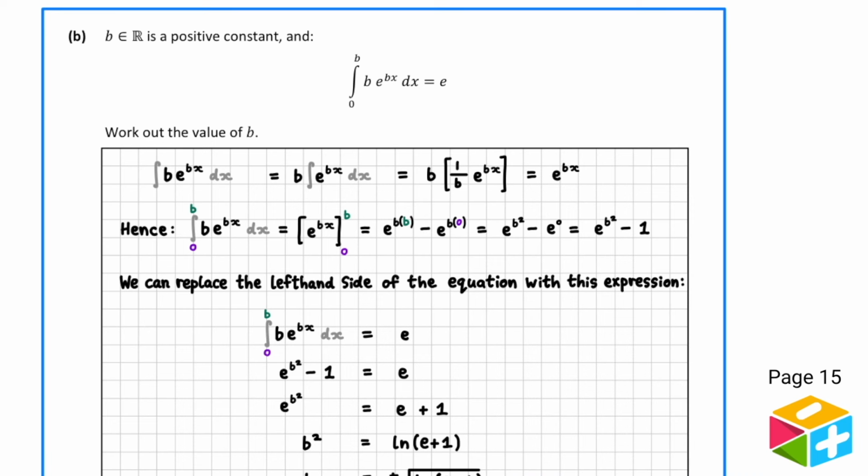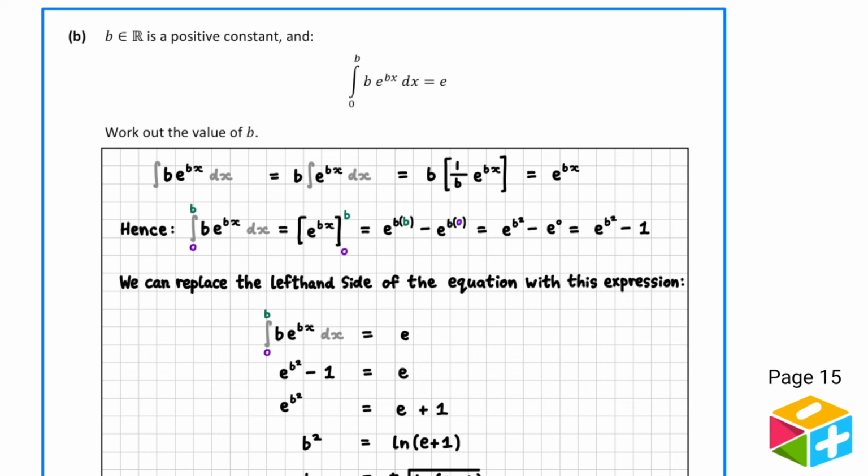In part B, we're given an equation involving an integral. The equation involves a constant b, and we need to find out what this is. To get started, let's focus on the integral on the left-hand side of the equation. We'll ignore the limits for now and just focus on the integration.